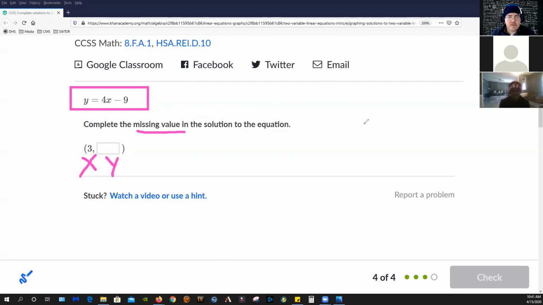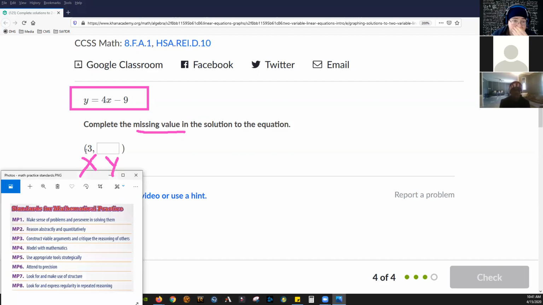So here's how this is going to work. Where'd my math practice standards go? Get those in here. Okay. So complete the missing value in the solution. Okay, again, the solution is getting the coordinate pair that fits this equation. So we've made sense of what it's asking us to do.